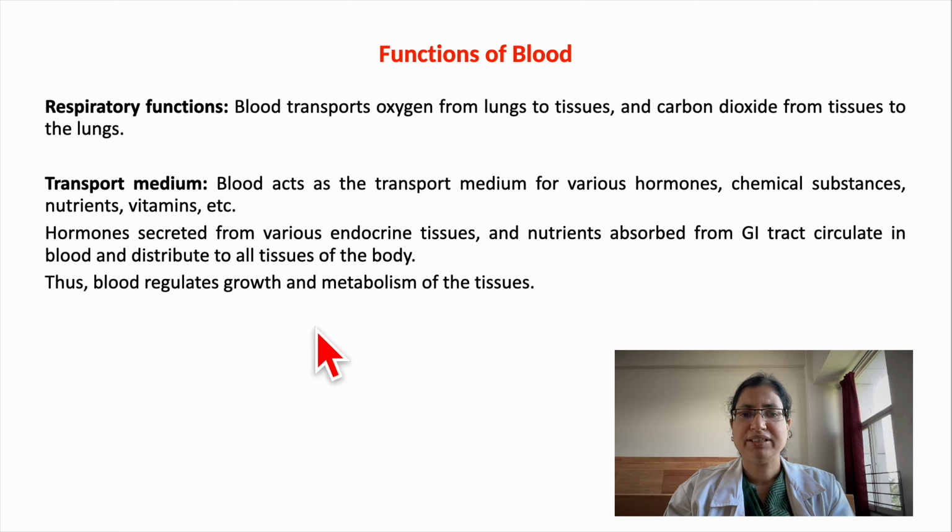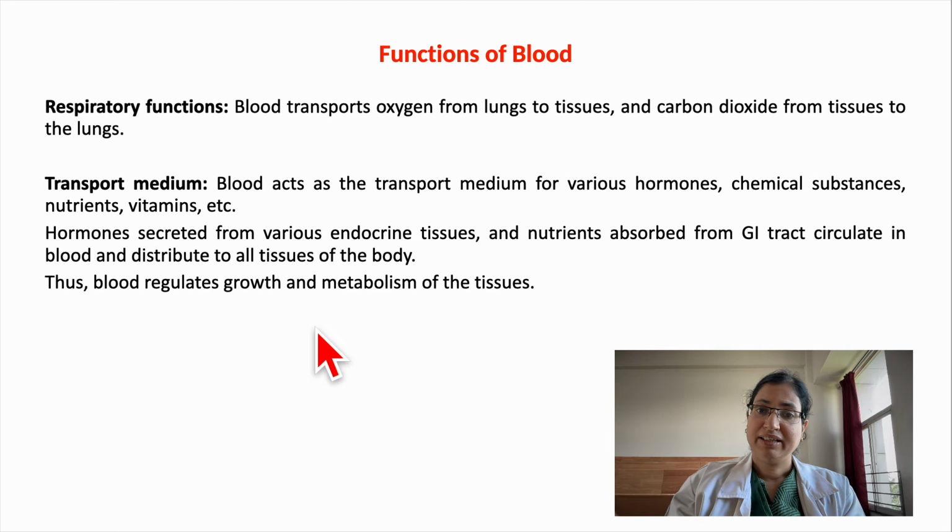So it will transport the nutrient substances like glucose, amino acids, fats, vitamins to the different tissues of the body. And apart from this, it will collect the waste material like carbon dioxide and lactic acid from the tissues, and then this blood will go to the lung, and from the lung this carbon dioxide will be excreted from the body.